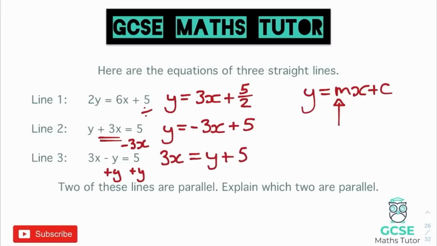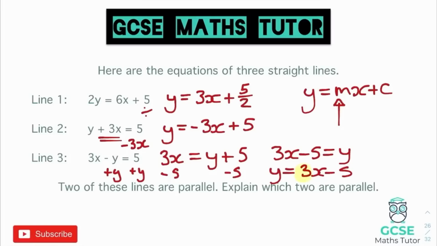Now it doesn't matter if the y is on the right hand side of the equation, so now we can get rid of the 5 from both sides. If we minus 5 from both sides of the equation, we would have 3x minus 5 is equal to y. And of course that can be written the other way around, so we could write that as y is equal to 3x minus 5.